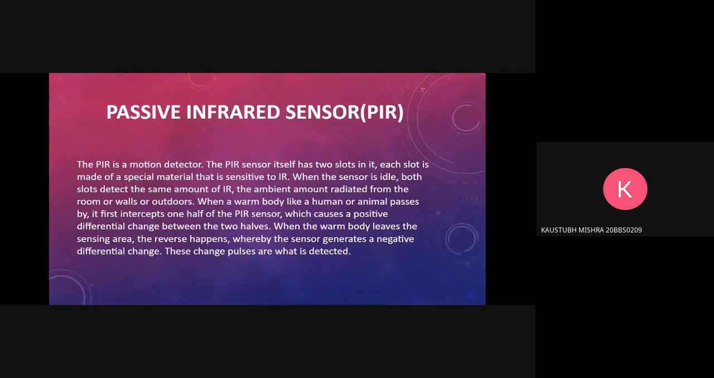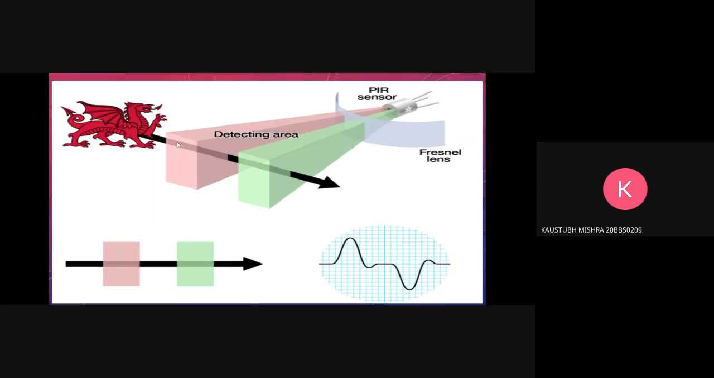And now we come to a little more complicated sensor known as the passive infrared sensor, or the PIR. So the PIR is a motion detector. It sounds complicated, but it's not as complicated as it seems. So I'll just show you the working of it through this schematic. So this is the main PIR sensor. And as you can see, it has two slots which are depicted by this red area and green area.